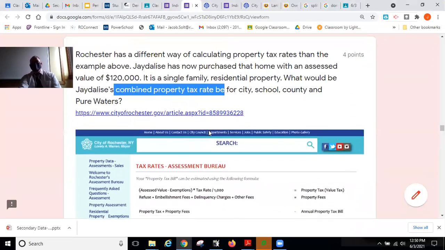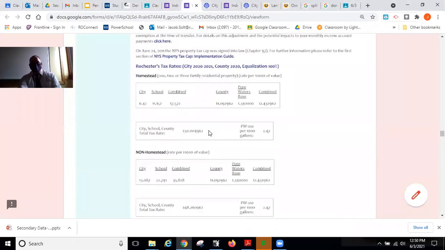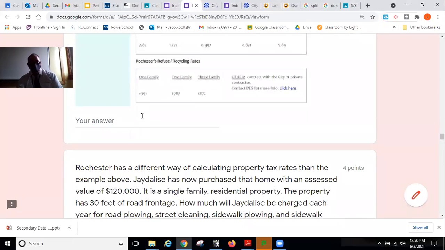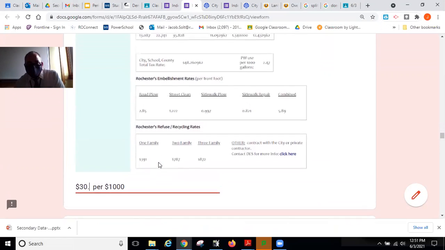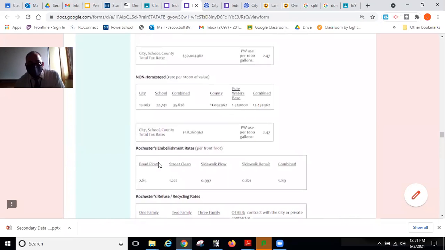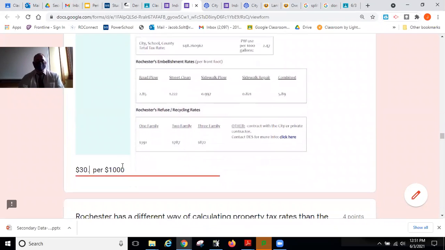Probably. Okay, so the combined rate was $30 per 1,000. I'm not going to get all the decimals in there, but you put the decimals in there per 1,000. There's more to this number than that. I forget what the decimals were, but put whatever that was in there. It's going to be 30.004962. Yeah, there you go. That's the actual combined rate.